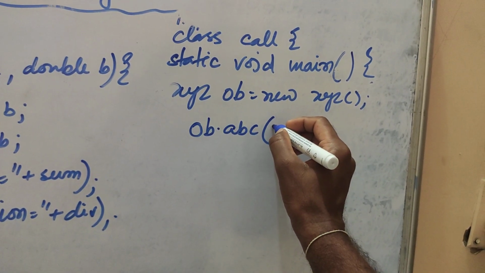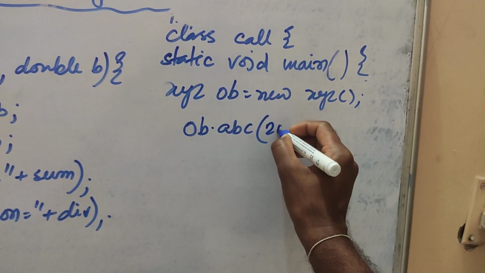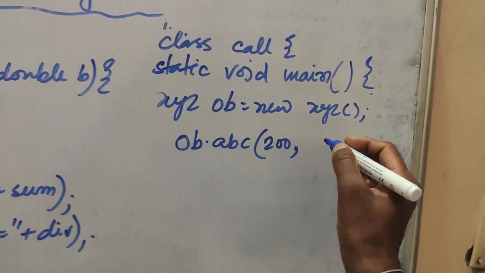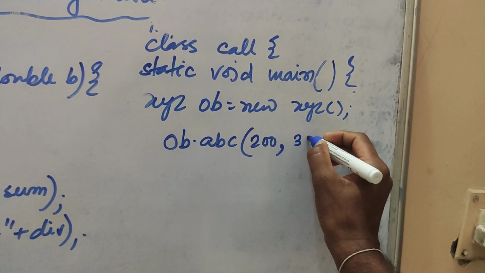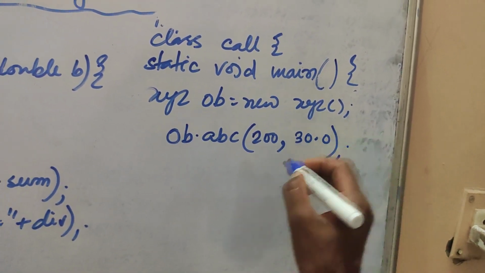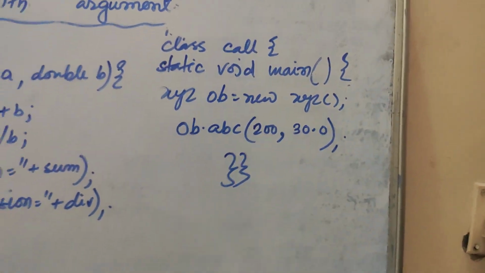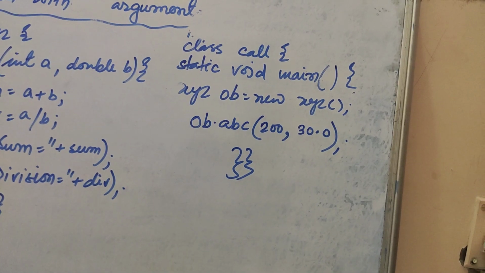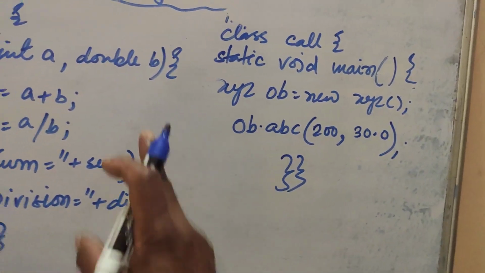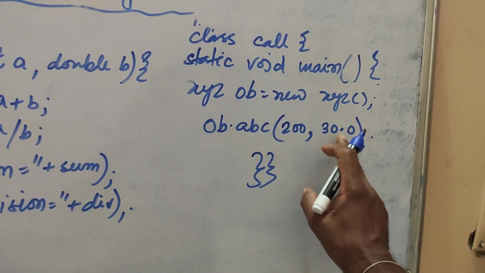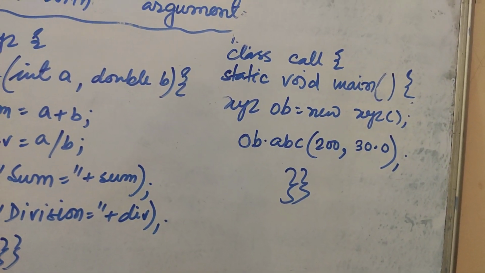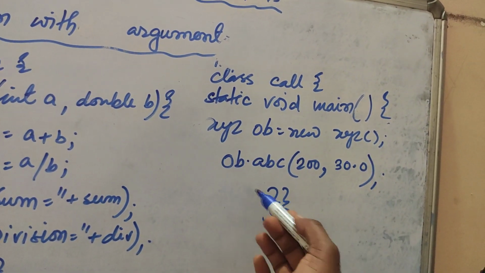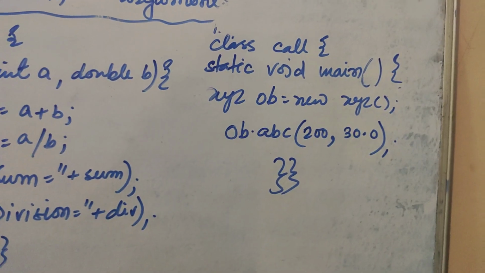Directly I can place the value. Suppose here I am writing 200, and for double b, how to declare double b? Suppose 30.0, you need to write it that way. Okay, this is the process. Here, if it is float, then you need to write 30.0F. Clear? So directly we can place the value.